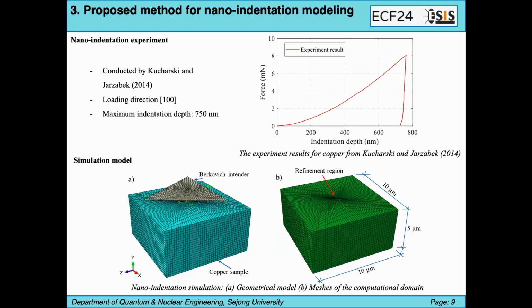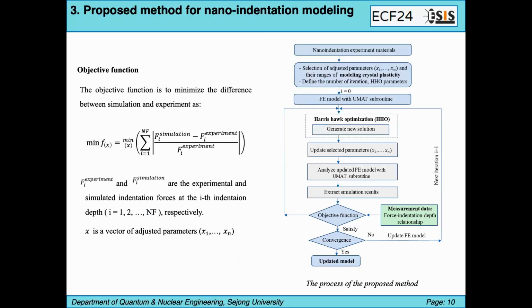And in the figure below, you can see the simulation model with the Berkovich indenter, and this is the mesh of the computational domain. The objective of our study is to minimize the difference between the simulation and the experiment model, using the equation. And this is the process of performance.